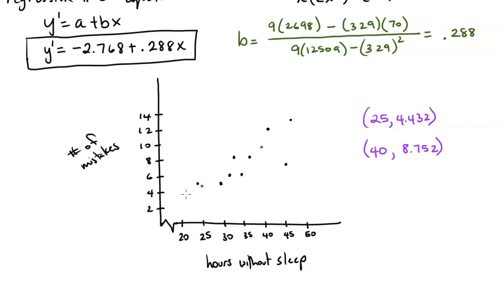I'll do my best to make a line that goes through these 2 points. It's a little difficult to do with this software here. So here we go. It's pretty good if I may say so myself. So there's our regression line. Y prime equals negative 2.768 plus 0.288x. And now we've finished answering the question.